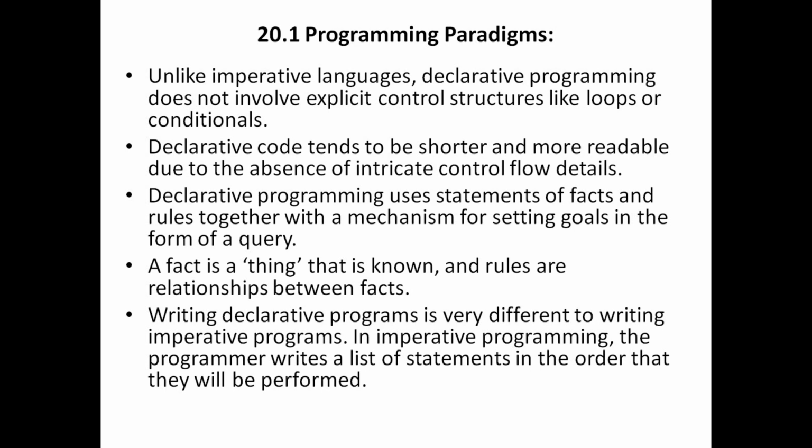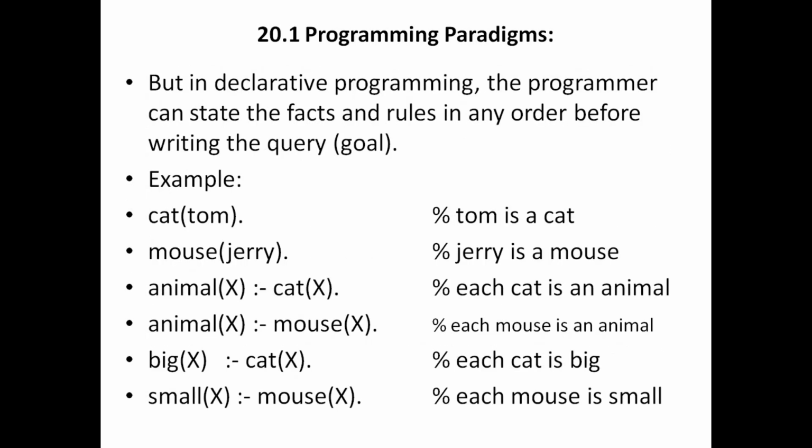Now, in your paper 3, you would almost always get one question from this topic, declarative programming, almost always in every paper 3. Writing declarative programs is very different to writing imperative programs. In imperative programming, the programmer writes a list of statements in the order they will be performed, whereas in declarative programming, the programmer can simply state the facts and rules in any order.